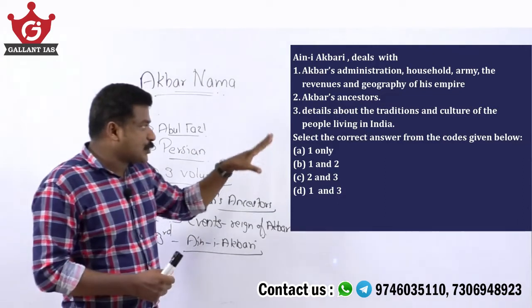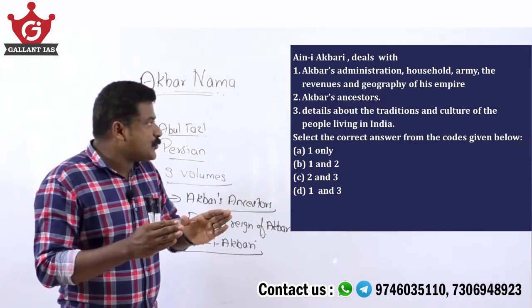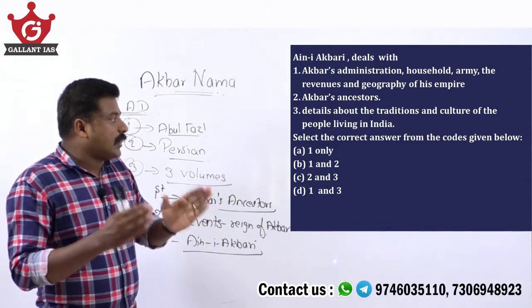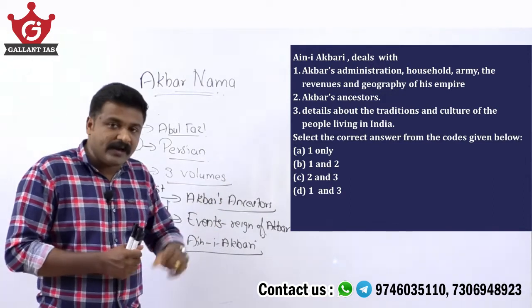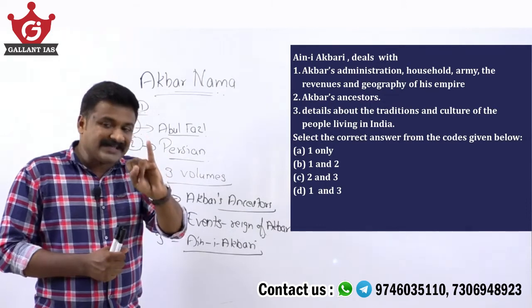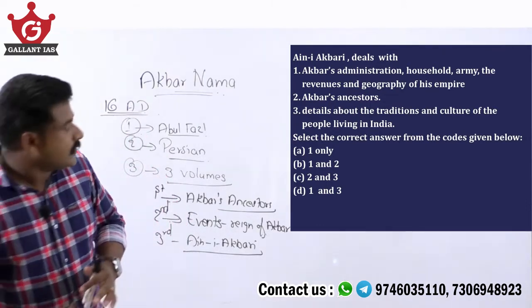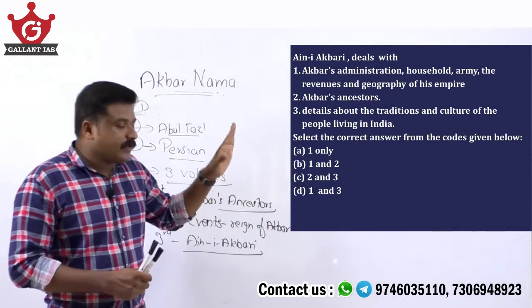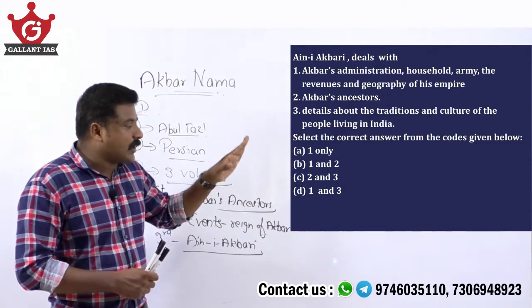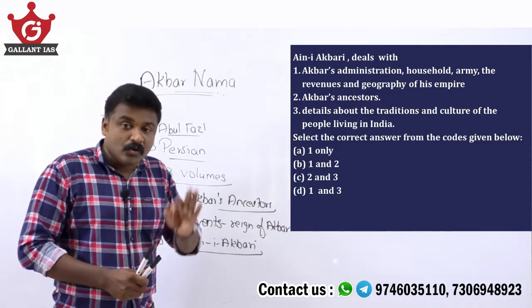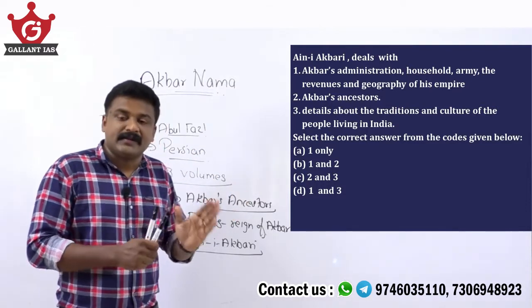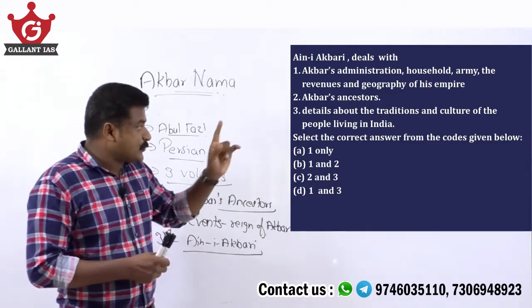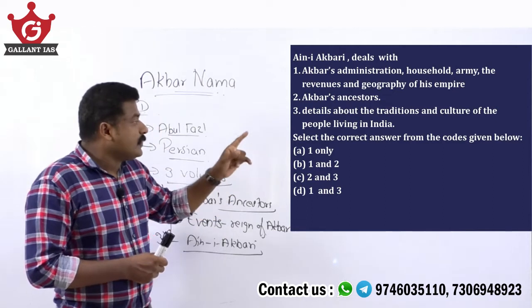Now you are in a position to answer this question. Ain-e-Akbari deals with Akbar's administration, household, army, revenues and geography of his empire. It is the third part of Akbarnama. Exactly, that is a correct statement. Then the second statement is that it deals with Akbar's ancestors. That is wrong. Only the first part of Akbarnama deals with Akbar's ancestors. So the second choice is wrong.